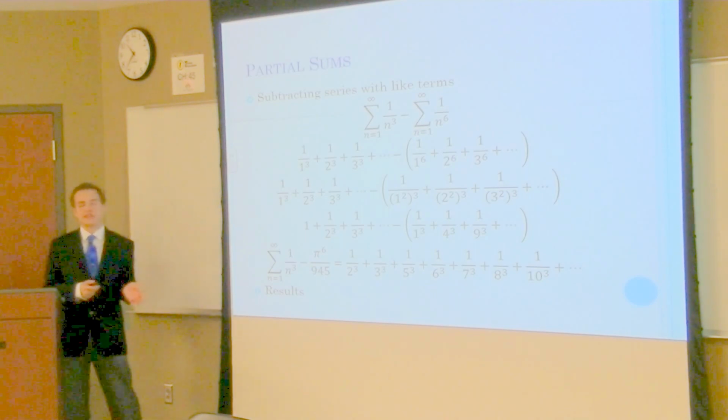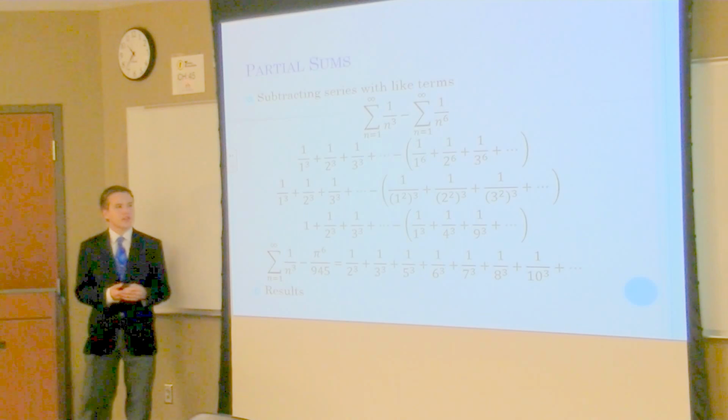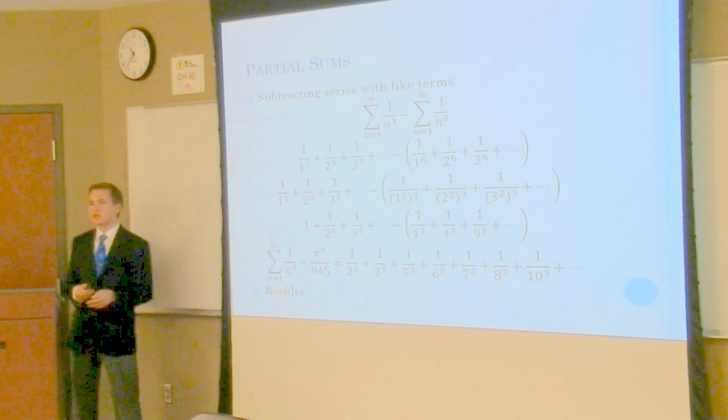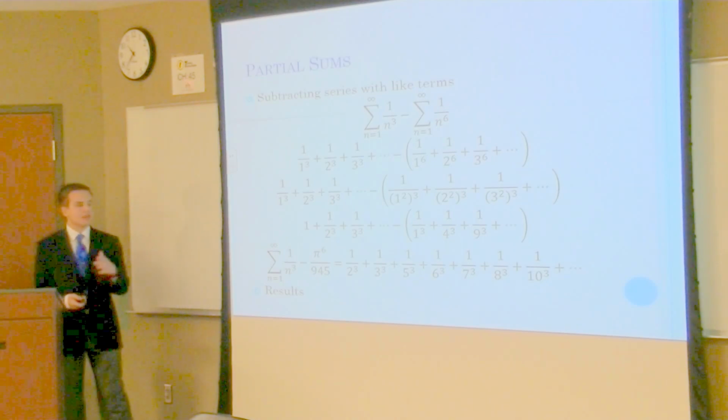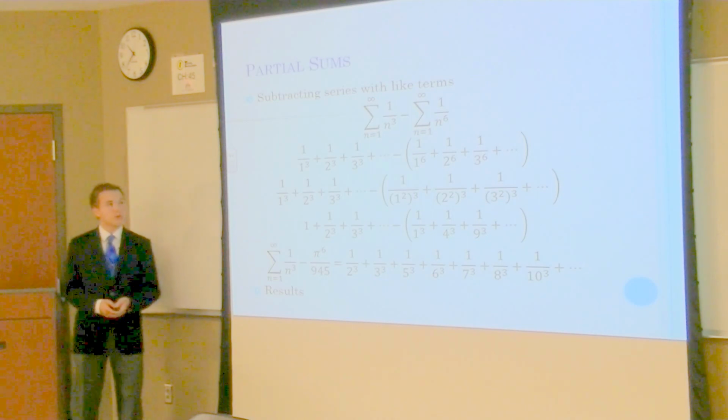Although this is correct, unlike my last attempt, it wasn't effective because I wasn't able to produce enough series that would cancel out all the terms from 1 over n cubed.